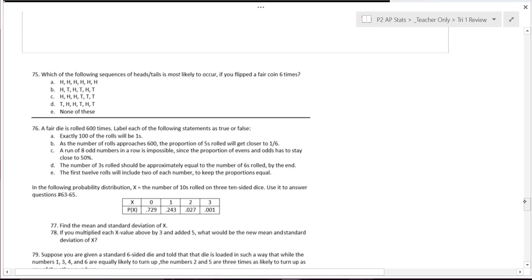Which sequence is most likely to occur? Remember that heads and tails are all independent events. So all of these sequences can be written as 0.5 raised to the 1, 2, 3, 4, 5, 6. This can be represented by 0.5 to the 6, 0.5 to the 6, 0.5 to the 6. So the answer is E, because all are equally likely.